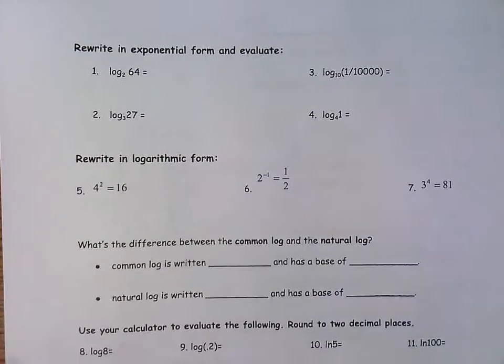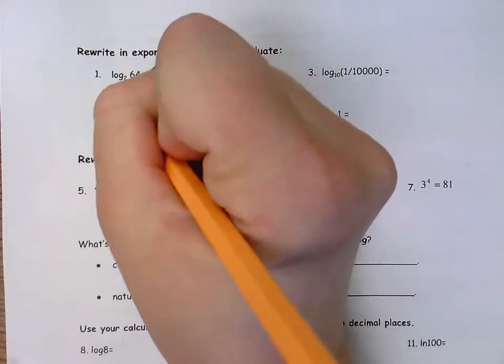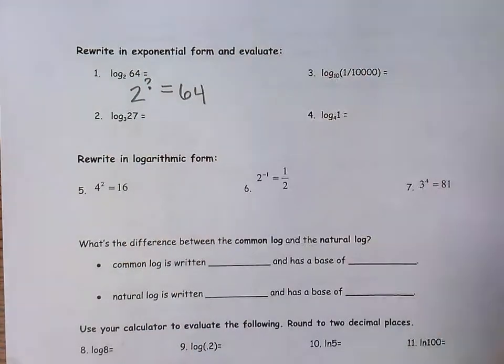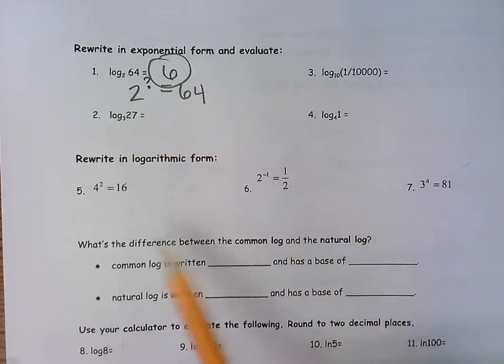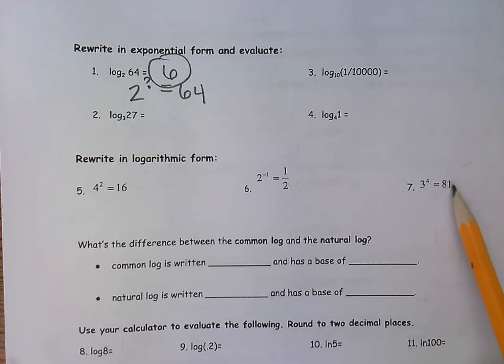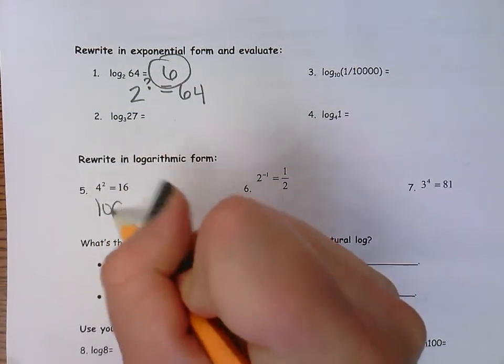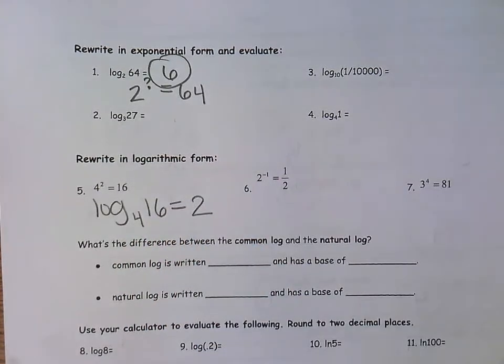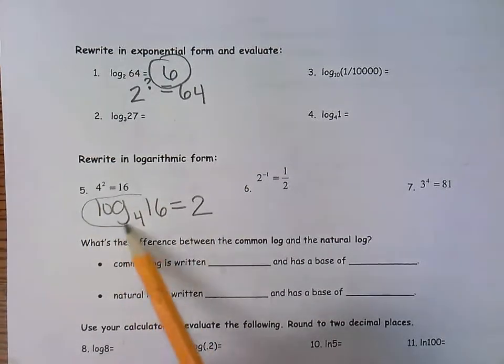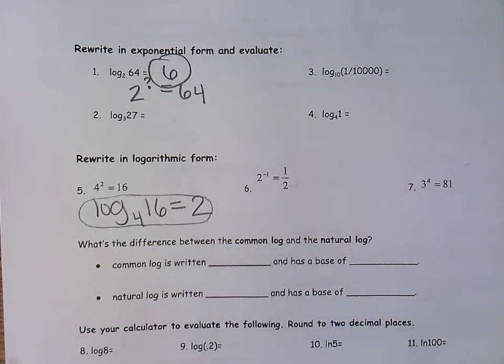All right, so why don't you try 1 through 4 again? Using exponential form, you should be able to evaluate 1, 2, 3, and 4. So you're telling yourself, 2 to what power is 64? And then 5, 6, and 7, they just want you to rewrite in log form. So for example, for number 5, log base 4 of 16 equals 2. So if you could try 1 through 7, evaluating the top and then rewriting in log form.